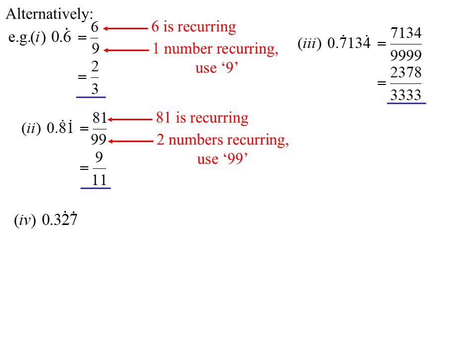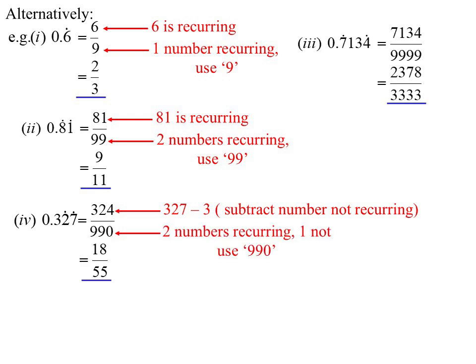Well, what about this one then? How do I deal with this one? On the top goes 324. Why is it 324? I write down 327, but I subtract the number that's not recurring. I subtract the 3. So I get 324 on the top. Well, what do I put on the bottom? I put 990. Why? Well, there are 2 numbers recurring. So same as I did before, I'll put down 2 9s. But I've got 3 numbers I'm playing with. I need to put another number down, so I put down a 0. It's got to be at the end, because if I put it at the front, then I've still got 99. So it goes at the end. 990. There's the answer. 18 on 55.